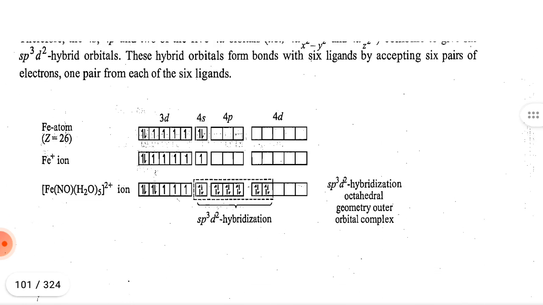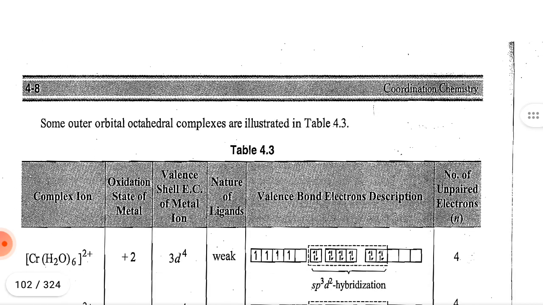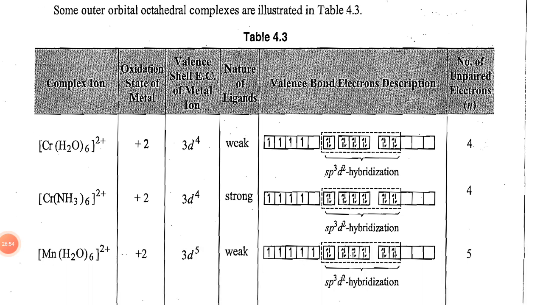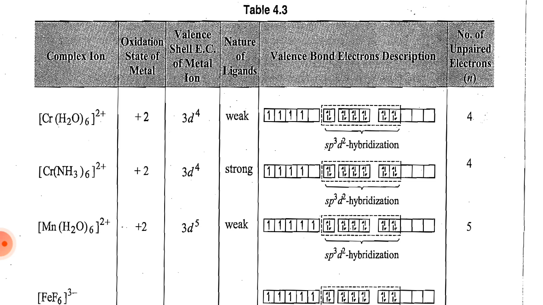So both this weak field and strong field ligand will share 12 electrons and form sp3d2 hybridization. After sp3d2 hybridization, the geometry is an outer orbital complex. Some outer orbital octahedral complexes are illustrated in Table 4.3. Table 4.3: complex ion [Cr(H2O)6]2+, the oxidation state of the metal is +2.